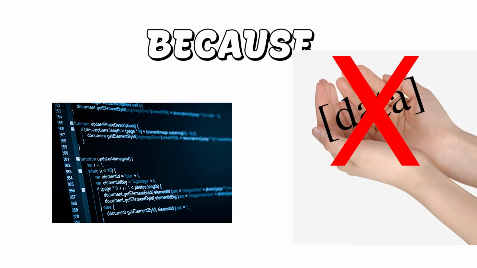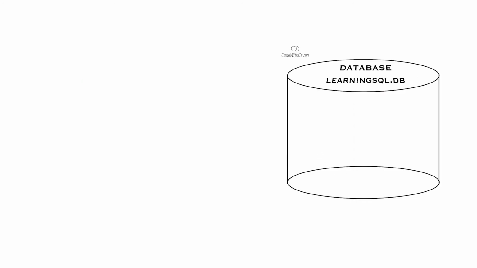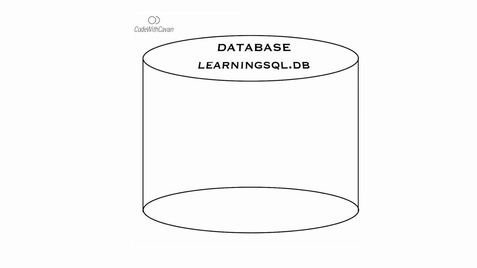Why put it there in the first place? Why do we even need databases? Because programs can't hold data, they can only generate it. So one last time, when your code generates some data, it needs to store it. And that's where databases come in. So now you know what a database is.